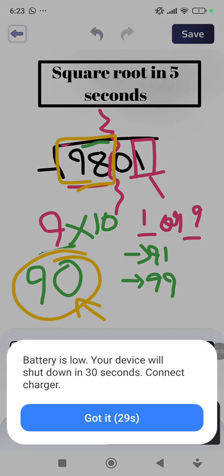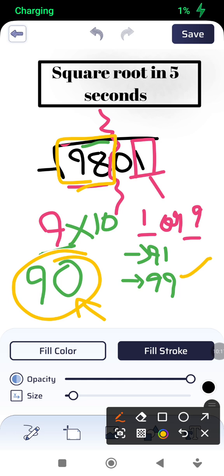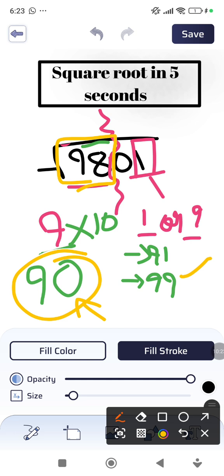So if this number is greater, we will choose the greater number. This number is bigger, so we'll choose 99 as the square root of 9801. This is how simple it is to find the square root. And I think if you practice it, you will solve it in 2-3 seconds.